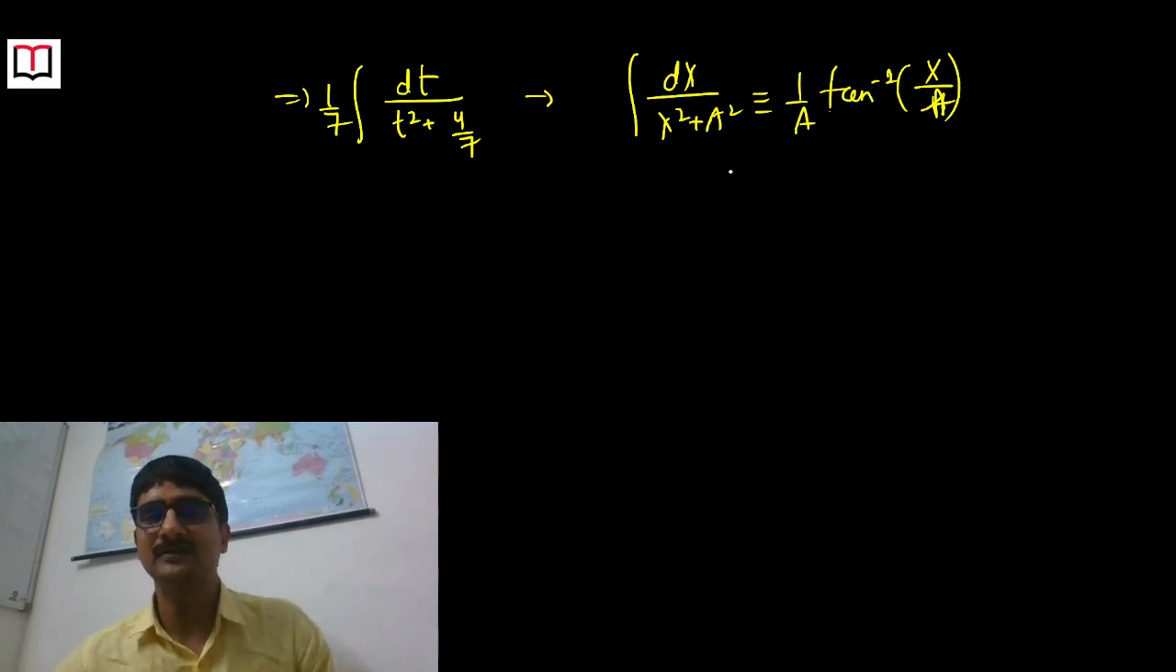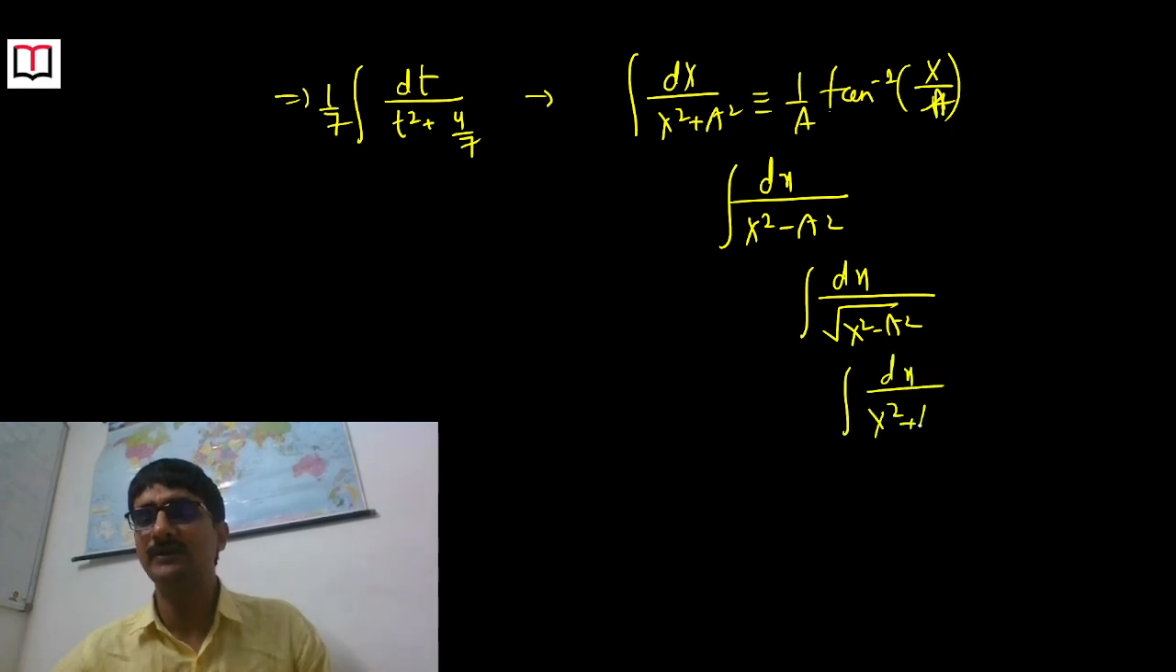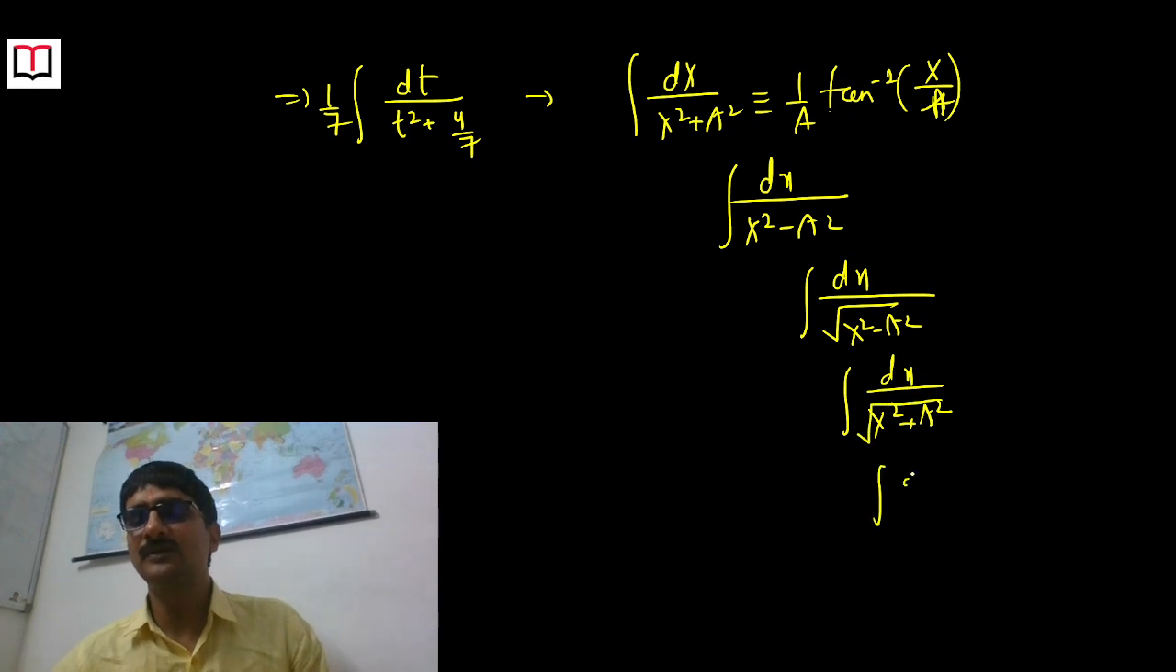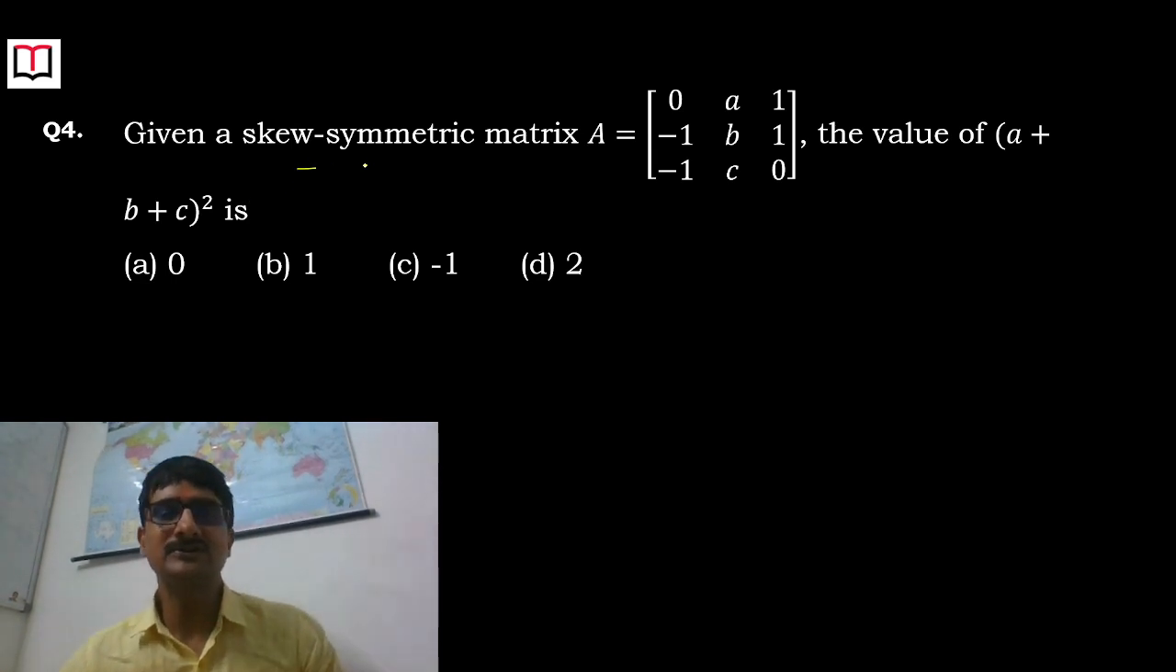Which results? Like similar results: dx upon x square plus a square, dx upon x square minus a square, dx over under root of x square minus a square, dx over under root of x square plus a square, dx over under root of a square minus x square. So these are few results which all of you must and should remember, without any fail. So, moving to the next one, given a skew symmetric matrix.